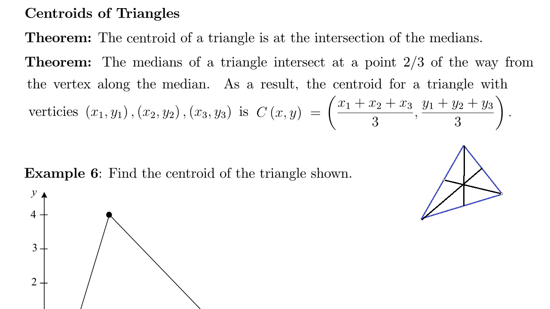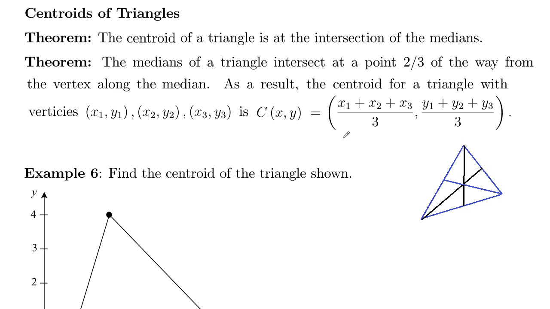And another theorem to help us out here: the medians of a triangle, these segments, intersect at a point that's 2/3 of the way from the vertex along the median. So in other words, this distance here is twice this one, and this distance here is twice this one, and this distance here is twice this one.